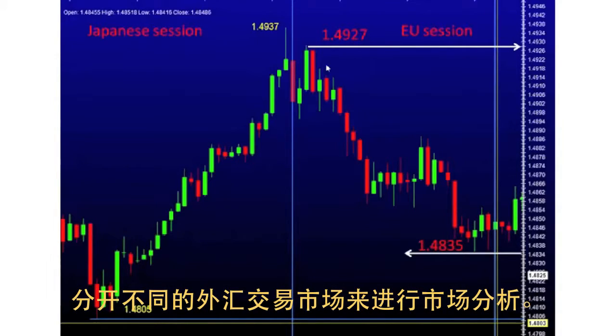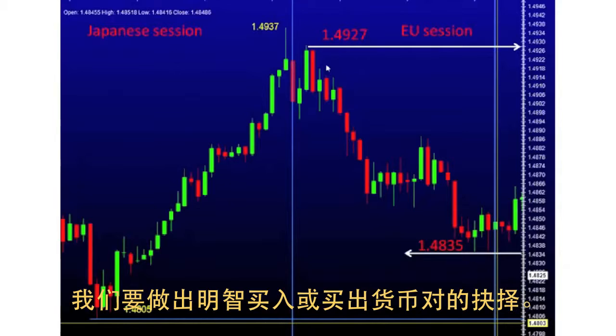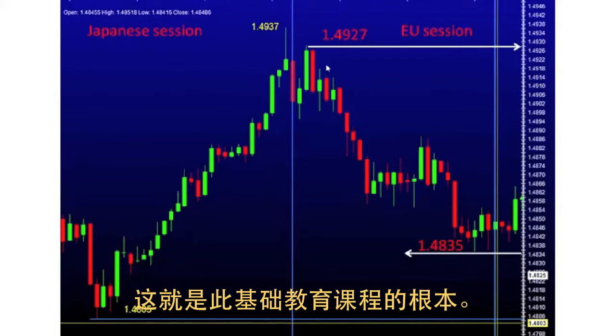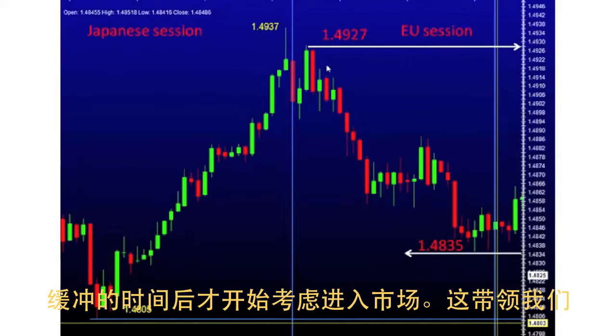We're not trying to guess the price movement. We're trying to make an intelligent decision based on the price movement before we decide to buy or sell a currency pair. And this is why this is the foundation of our course. We must separate and give the market time before we start thinking about placing any orders. Which brings us to our next example.